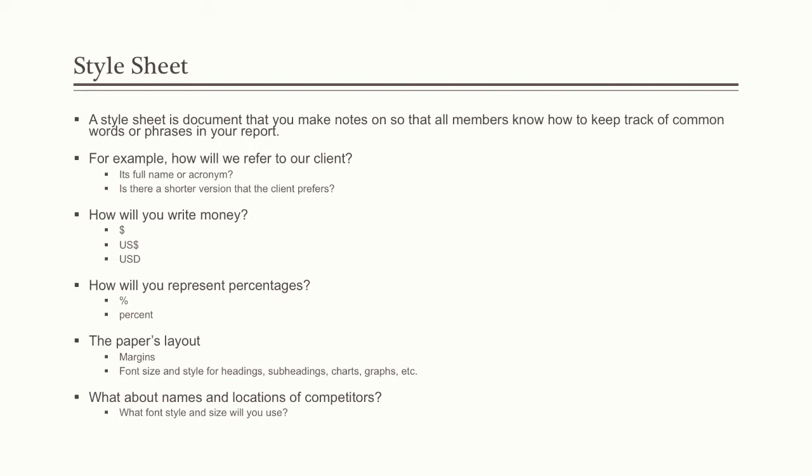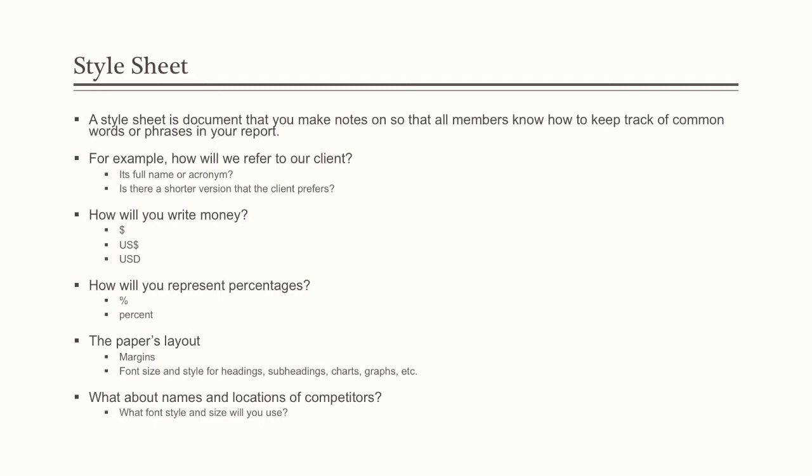Are you going to say USD or US dollar sign? Will you actually write out all the zeros for millions or billions? Or will you just use a capital M or capital B? Those things need to be on your style sheet so that every writer does the exact same thing. How will you represent percentages? Will you actually use the percent sign or will you spell out percent?